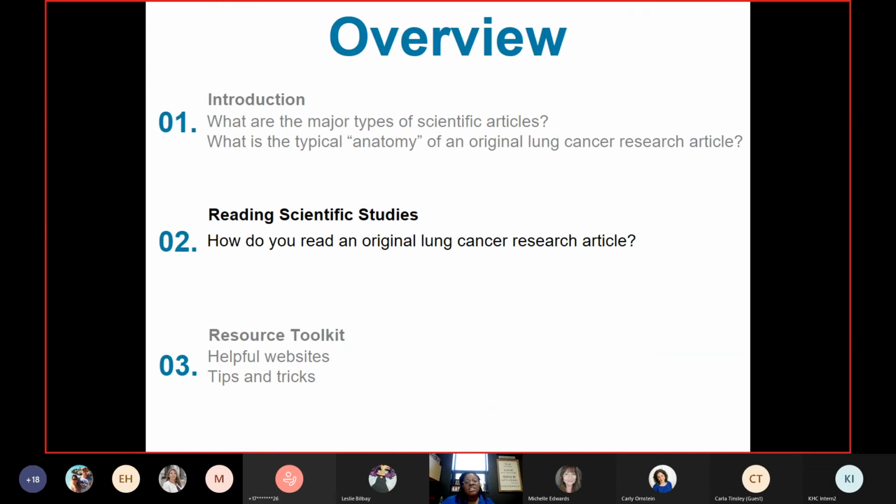All right, so now I hope we are all comfortable talking about the major types of scientific articles, and thinking about the typical anatomy of an original lung cancer research article. So not the anatomy of a commentary or of a review, or those special types of articles or the secondary ones. We're really talking about primary articles, right? New research. So let's go a little deeper into how you would go about reading one of these scientific studies.